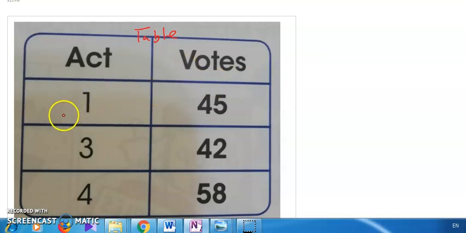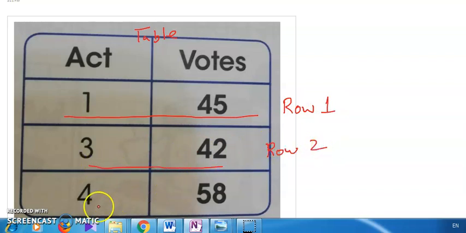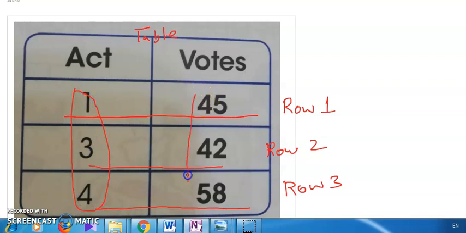If we read it this way, these are the rows. This is row 1, this is row 2 of the table, and this is row 3 of the table. Columns are the vertical arrangement of the data. For example, these numbers 1, 3, 4 have been arranged in one column, and these numbers are arranged in another column.